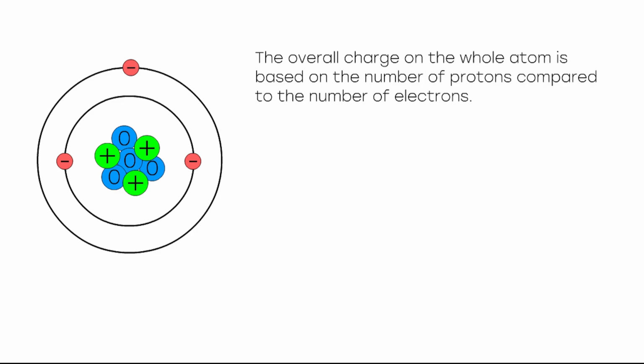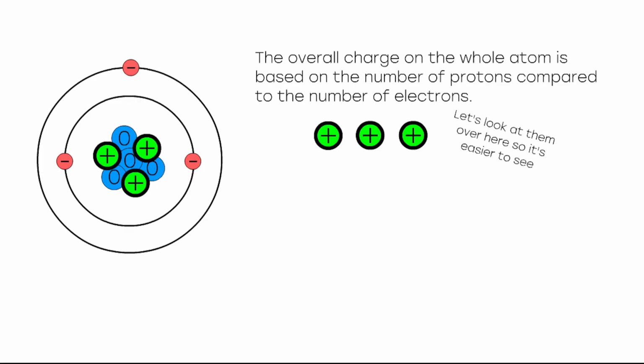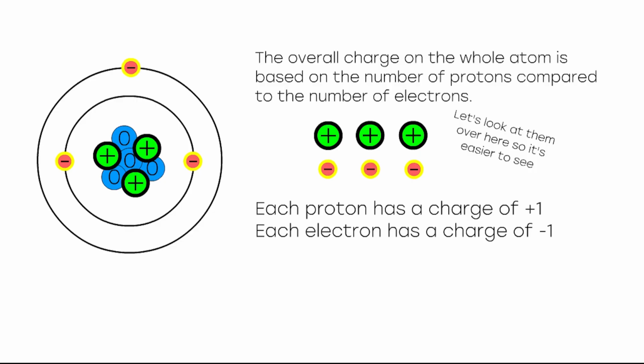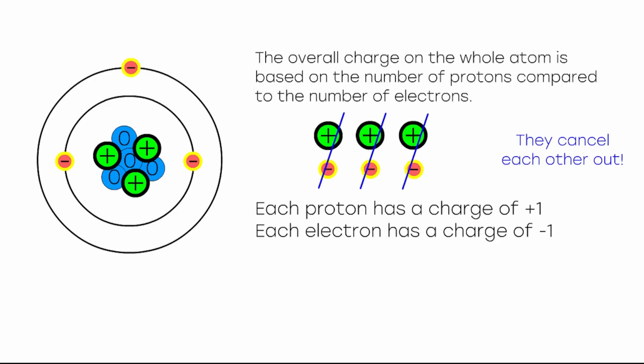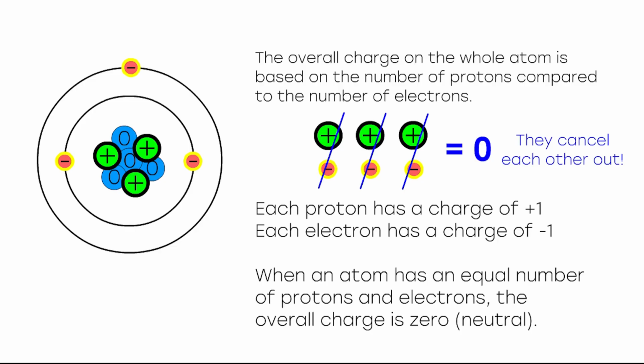The overall charge on the whole atom is based on the number of protons compared to the number of electrons. Let's look at them over here so it's easier to see. Each proton has a charge of positive 1. Each electron has a charge of negative 1. They cancel each other out. When an atom has an equal number of protons and electrons, the overall charge is 0, or neutral.